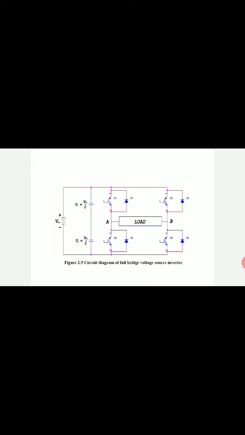So at any point of time, Q1 and Q2 cannot be switched on simultaneously, and similarly Q3 and Q4 cannot be turned on simultaneously. You can see how the load is connected between the points A and B. There are two capacitors in the same way as it was in the case of half bridge inverter.